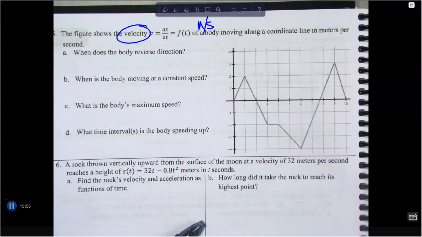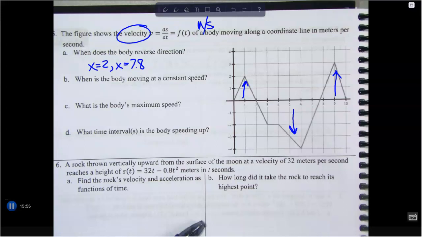Forward or right, either way. Below the axis, velocity is negative, so we're moving backwards or left. So the particle is going forward, down in this section, and up in this section. We're above the axis, below the axis, above the axis. So where does the body reverse directions? At x equals 2, and x equals 7.8.